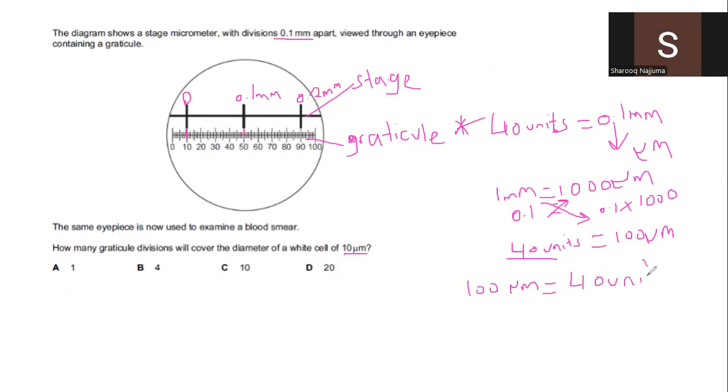How about the 10 micrometers? That means I'm going to have 40 times 10 divided by 100. And the answer is 4 units. That's how you get the answer to be 4.